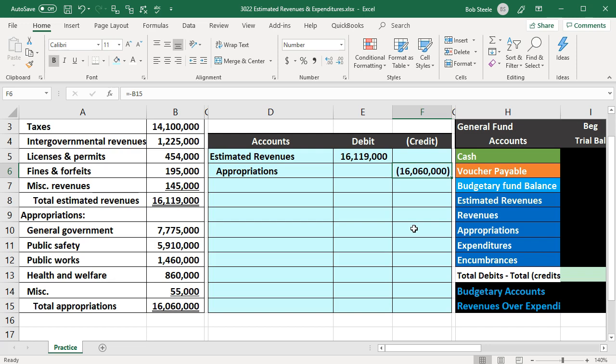Now again, we can think of the appropriations as basically the opposite of the related account, which for a for-profit would be expenses. Here we're going to call them expenditures. Expenses or expenditures have debit balances. Therefore, the budgetary account related to it will have a credit balance.